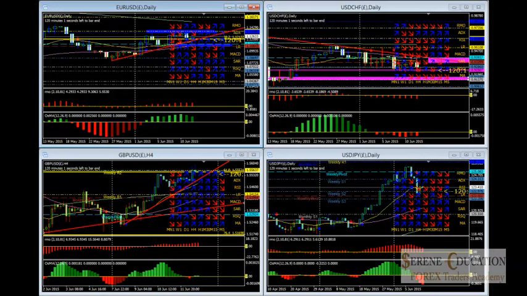Okay, what we're doing as traders, we're just putting a lot of probability in our favor. We're using all the indicators that we have at our disposal to build a picture of what price is likely to do. It is still based on probability. So very, very important that you do that.